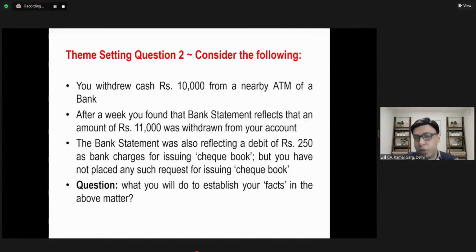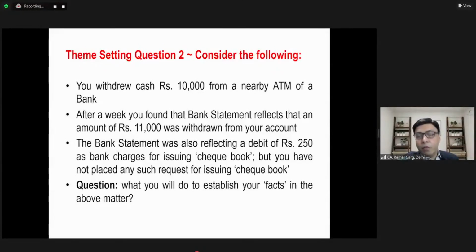So ultimately, the question is the same. What will you do to establish your facts in the above matter? How will you go to the bank and fight with them that I never withdrew rupees 11,000, I never asked for a checkbook? How will you fight with them? Again, you will have some proof. The proof will be the ATM withdrawal slip, the SMS you got or the email you got. This will be a proof for withdrawal of cash, number one.